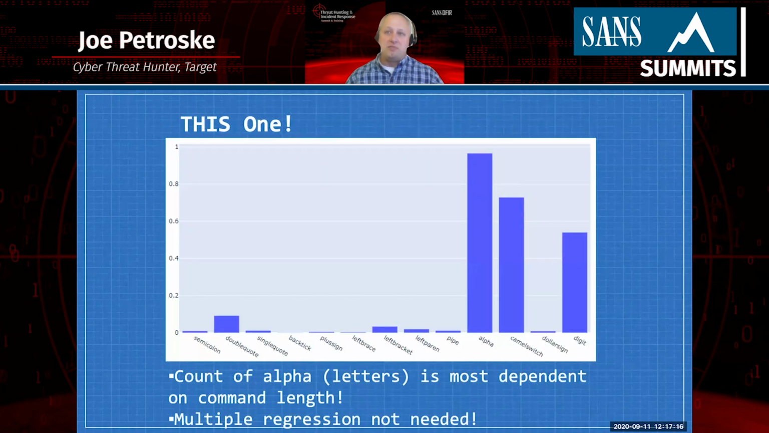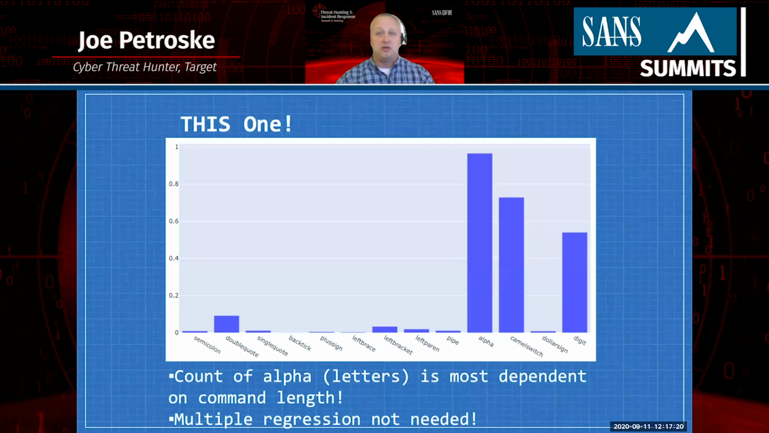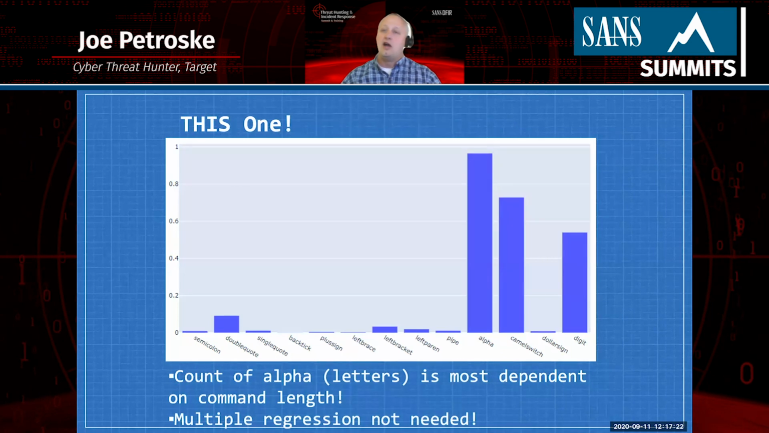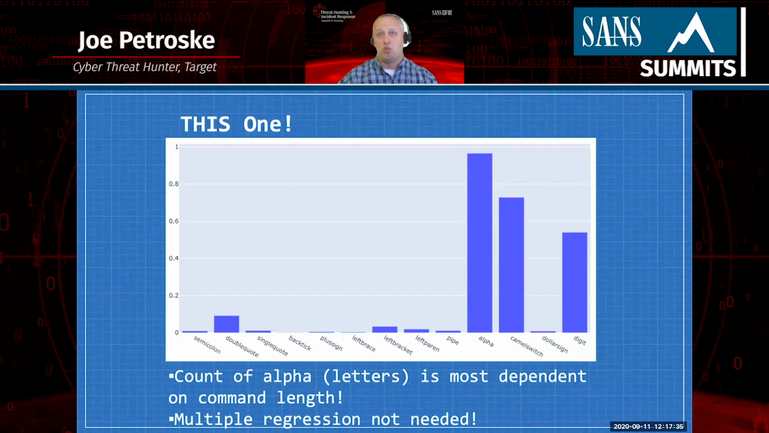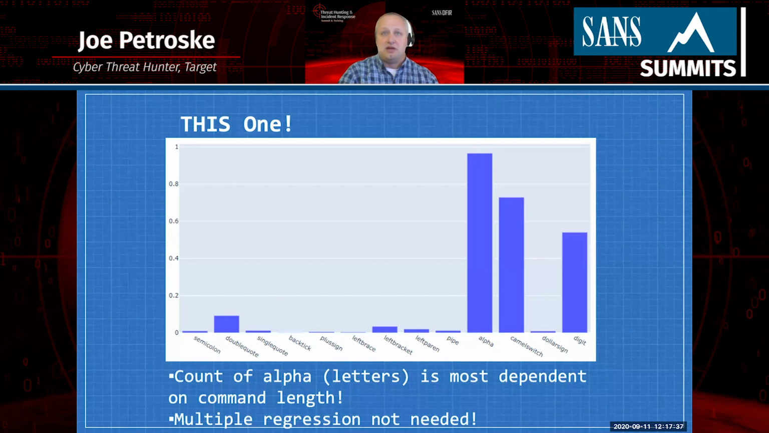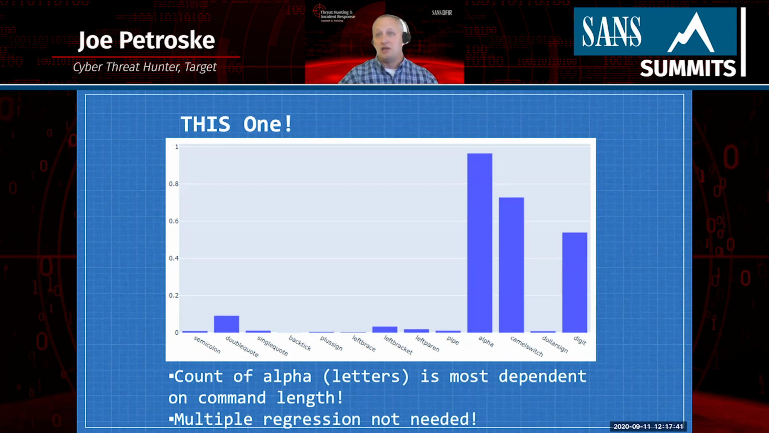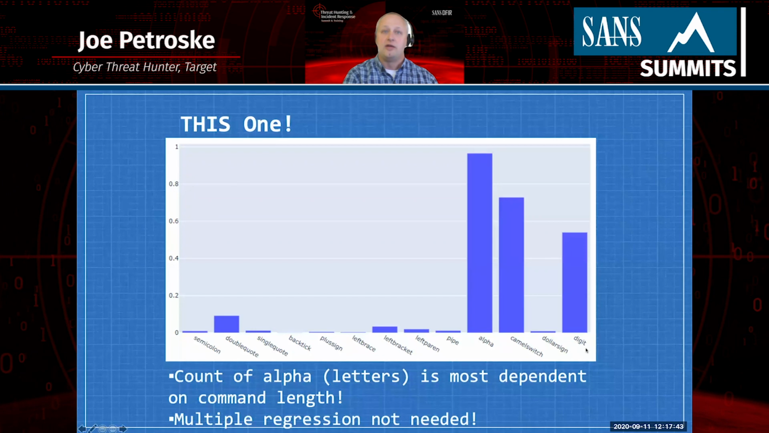What it wound up being is just alpha characters: counts of letters are most closely related to the length of the command. I tried a whole bunch of them here, and there's a couple other decent options. You have an option for something called a multiple regression, in other words, using multiple independent variables to explain the dependent variable. In this case, it just wasn't needed. The R-squared value for just the count of alpha was so high that it was like, well, that's really all I'm going to need here. So that's what we can go forward with.